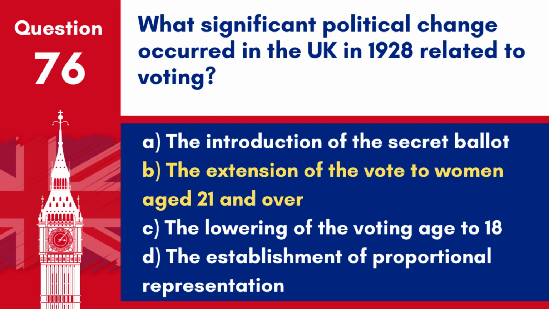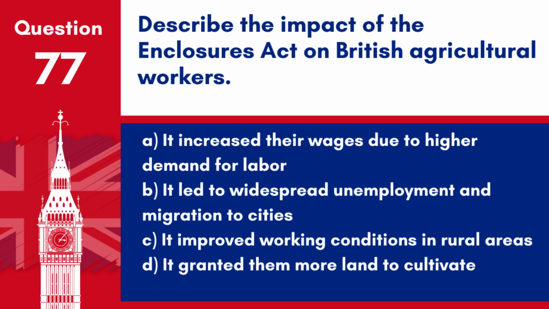Answer: B. The extension of the vote to women aged 21 and over. In 1928, a significant political change in the UK related to voting was the extension of the vote to women aged 21 and over. Question 77. Describe the impact of the Enclosures Act on British agricultural workers.